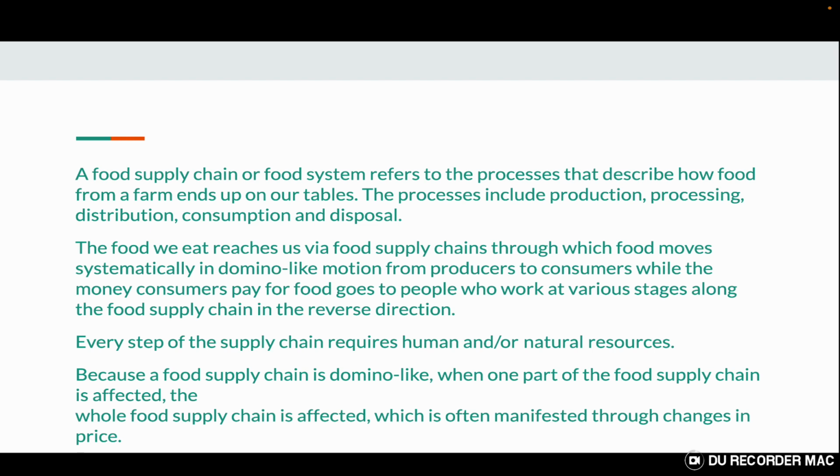Because the food supply chain has a domino-like movement, it is very fragile to sudden changes, and we'll be looking at how countries and companies manage their supply chain to reduce the effect of external interruption. So we look into this detail throughout the 14 weeks of this subject.